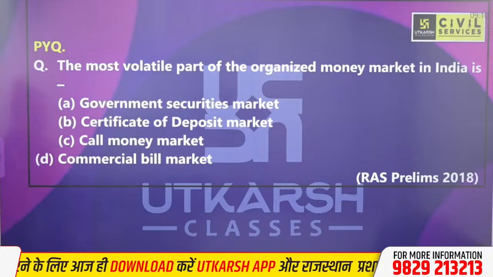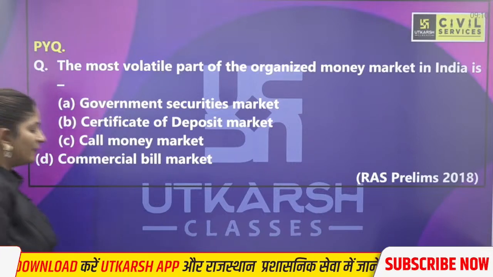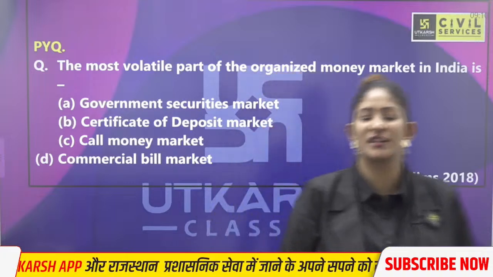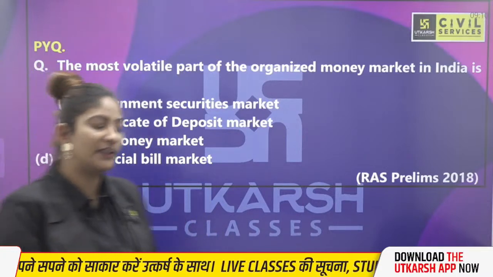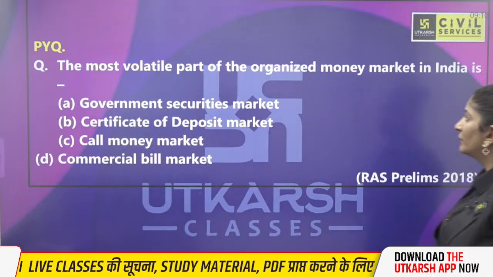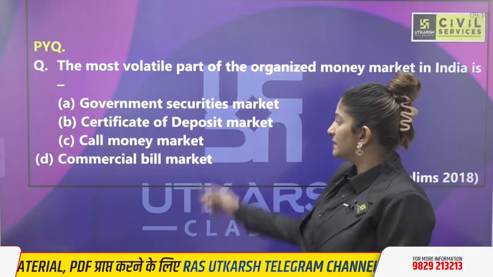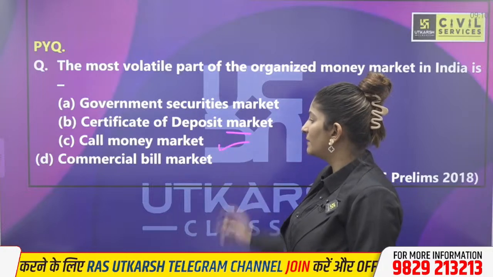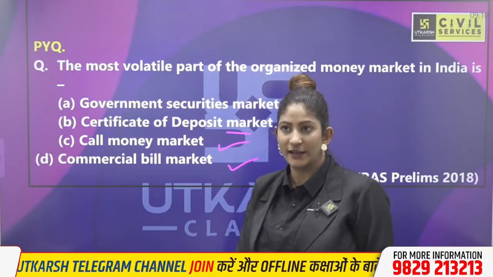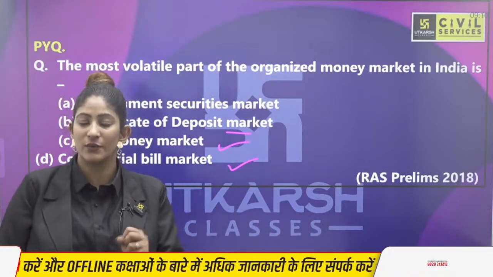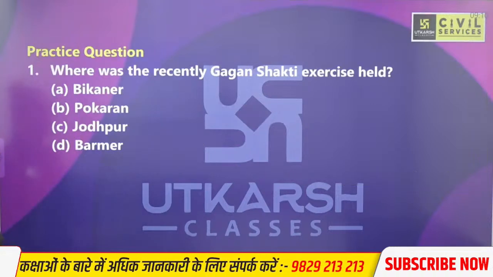What do we have to see over here? This is a previous year question. If you can answer it correctly, please do it. This is just in order to acclimatize you to what kind of questions could be asked in your examination. So to acclimatize you, it is important that you continuously practice. Make sure that you answer it correctly. The most volatile part of the organized money market in India is: government securities market, certificate of deposit market, call money market or commercial bill market. Tell me in the comment segment the correct answer to it and I will take your names. Do it properly. Alright, let's move on and talk about the next one.